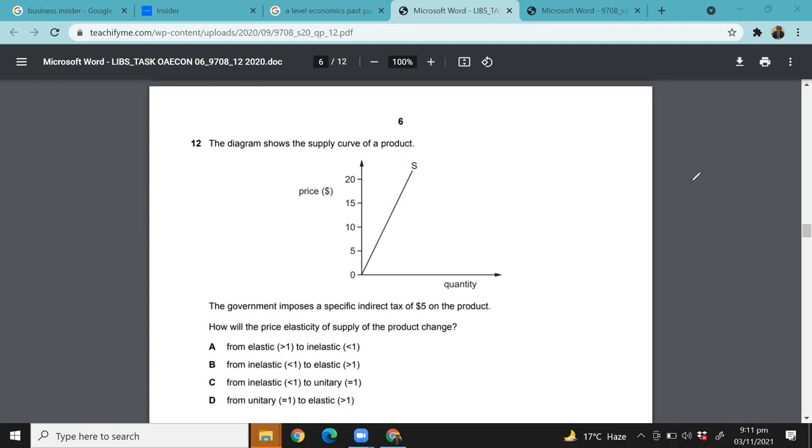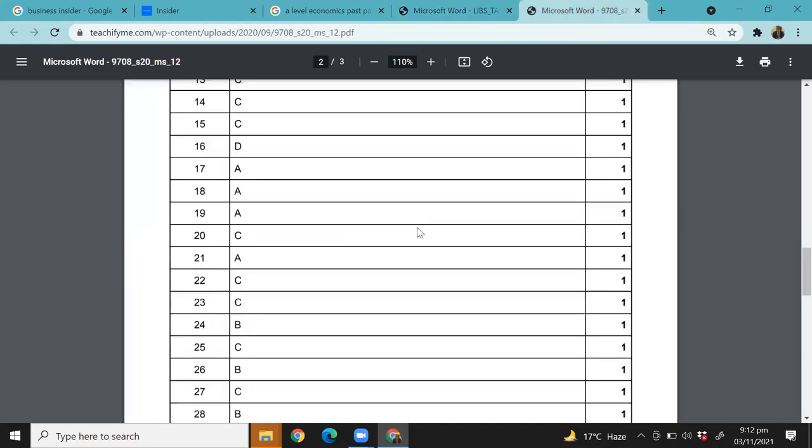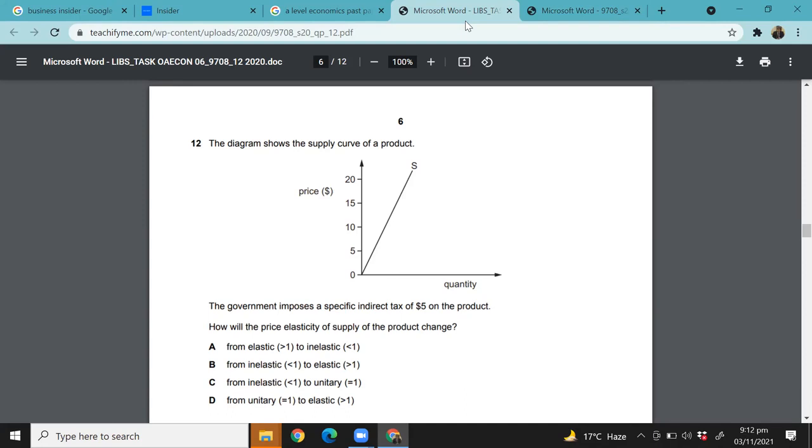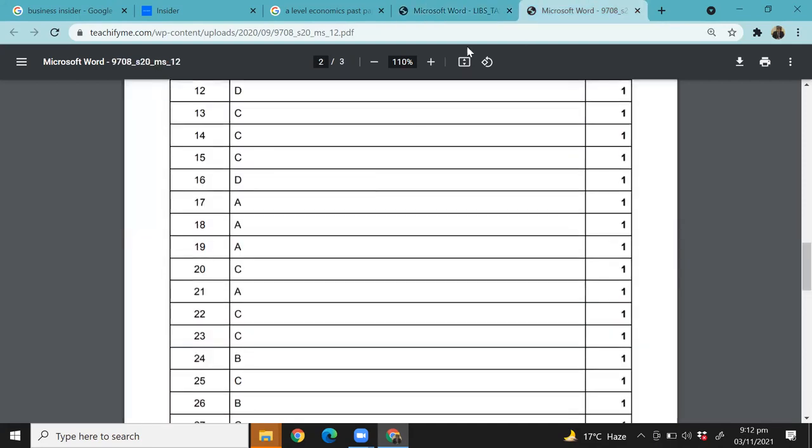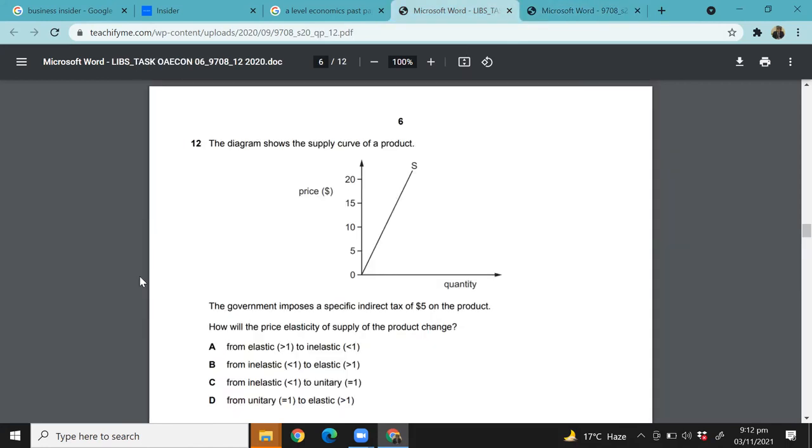Okay, now let me tell you in advance, I have done this question before and I was surprised to see the answer. So you'll be a little disappointed to know that the answer to this question, which I don't agree with, and to be honest, I did not make much sense of it when I was doing it back. So the answer for that, I think, 12 is D, from unitary to elastic. Let me check. So what question was that? 12? Let's see what the answer is. 12 is D. Can you see? That's what I said. You will be disappointed, right? So from unitary to elastic.